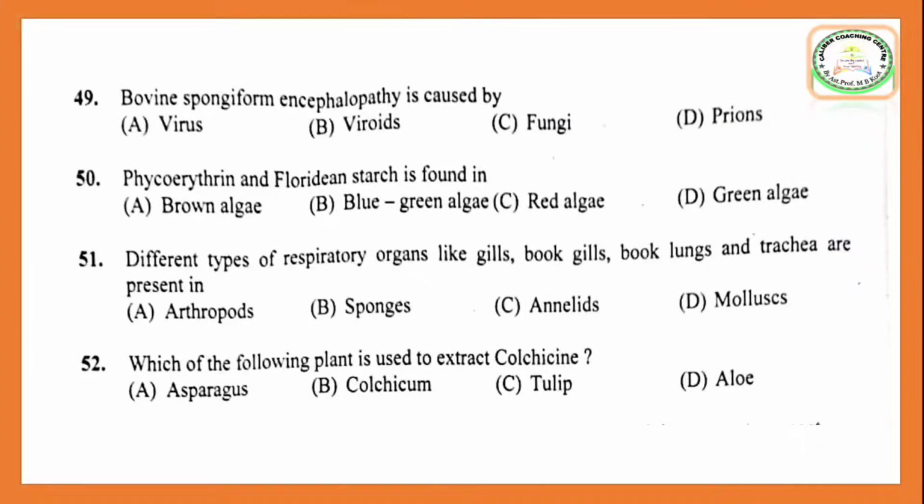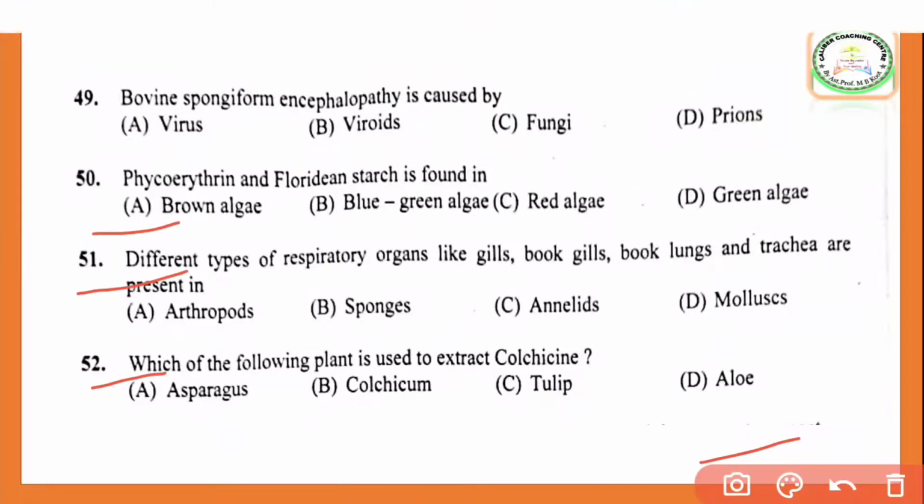Question number 49. Bovine spongiform encephalopathy is caused by. The options are virus, viroids, fungi, and prions. And the answer for this question is prions. Yes, it is the correct answer.